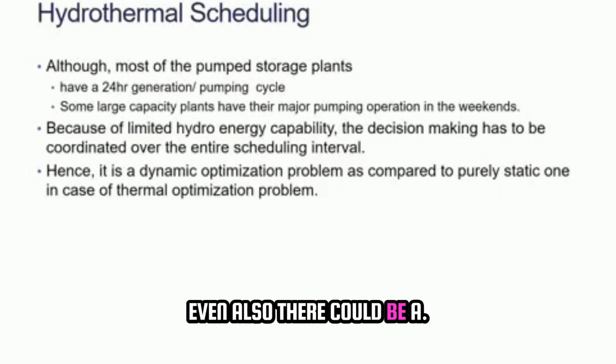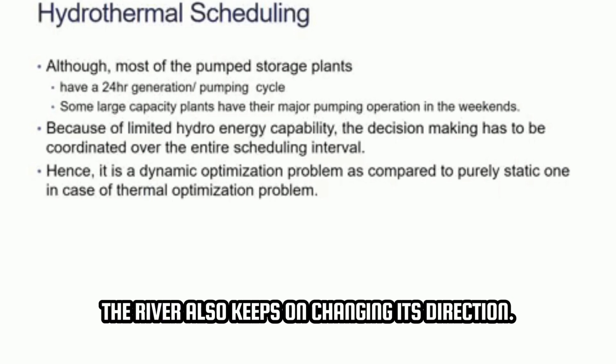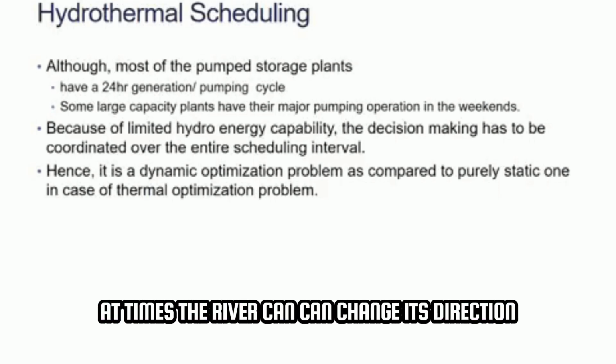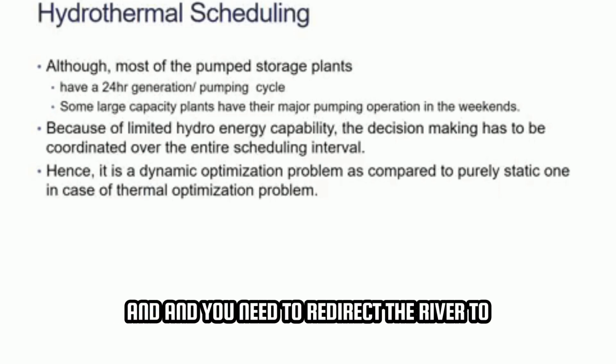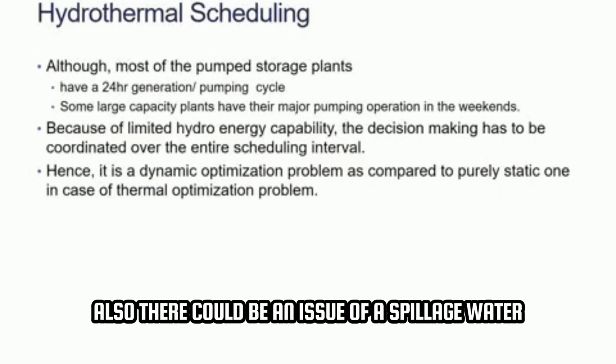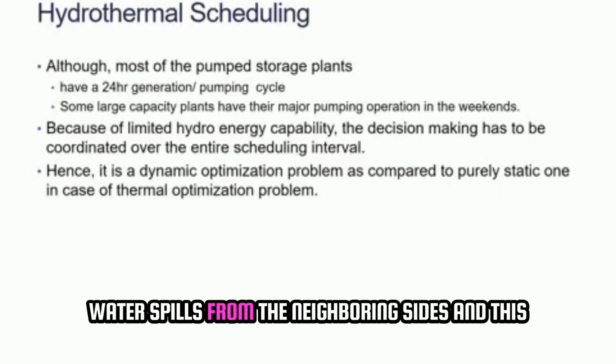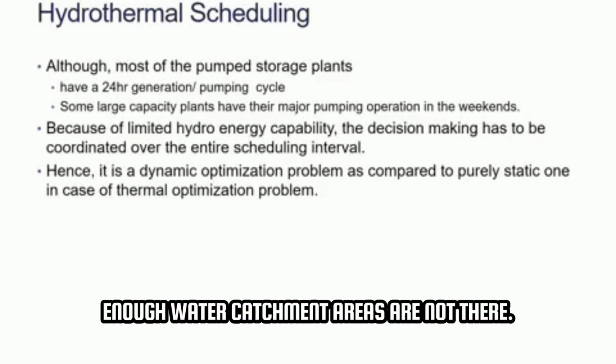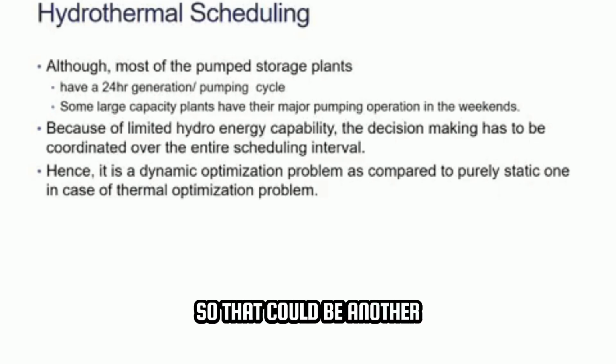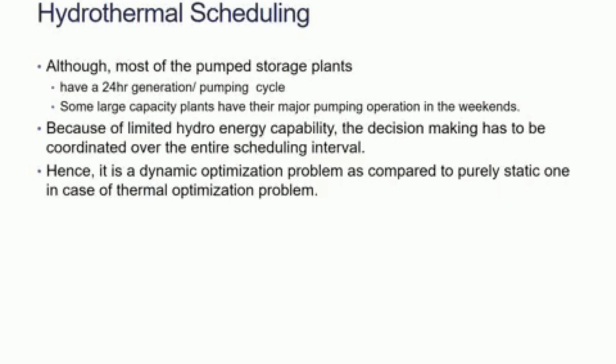Also, the river keeps on changing its direction. At times the river can change its direction, and you need to redirect the river to bring the water back to the dam area. Also there could be an issue of spillage water. Spillage water is when some water spills from the neighboring sides, and thus enough water catchment areas are not there, so that could be another issue which can take place.